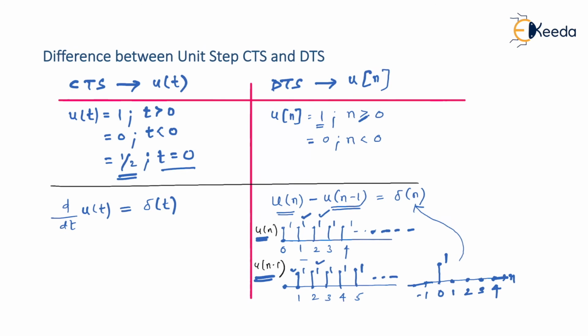Please remember these things: integration and derivative do not exist in discrete time domain. They are valid only and only for continuous time signals. If we have integration in continuous time signal, it becomes summation in discrete time signal. If we have derivative in continuous time signal, it becomes difference equation in discrete time signal.